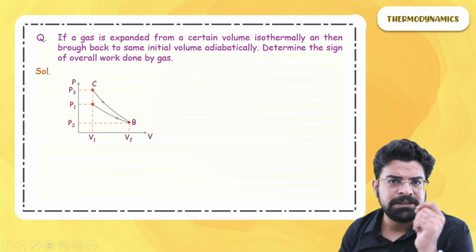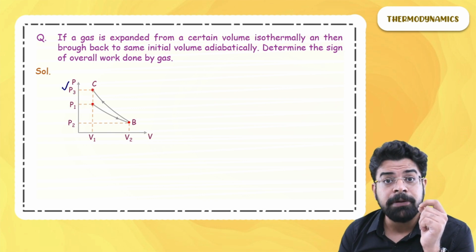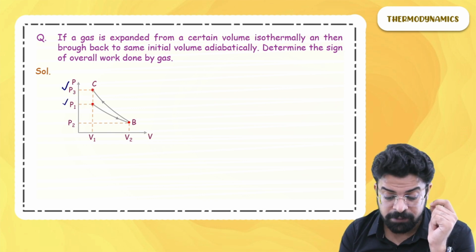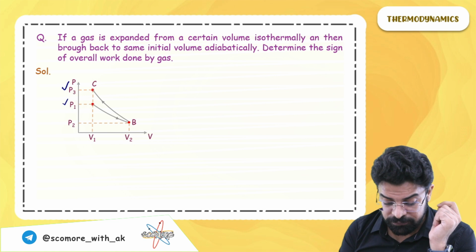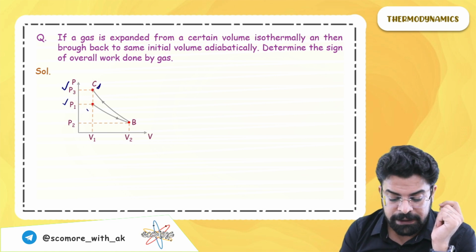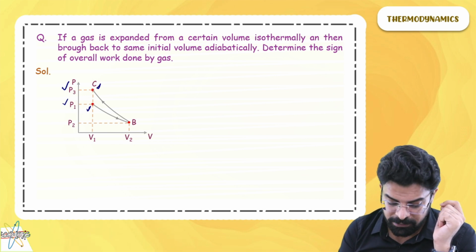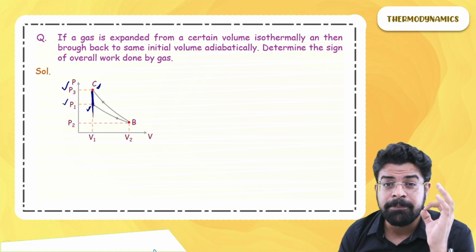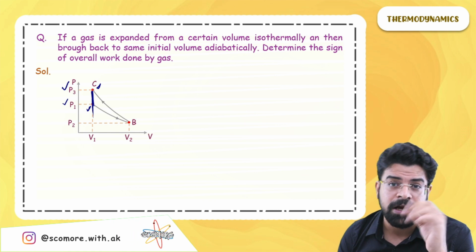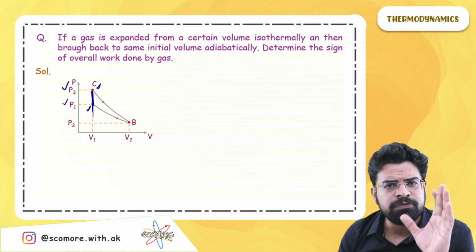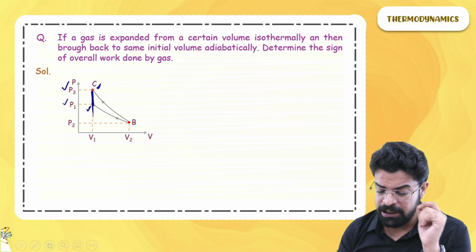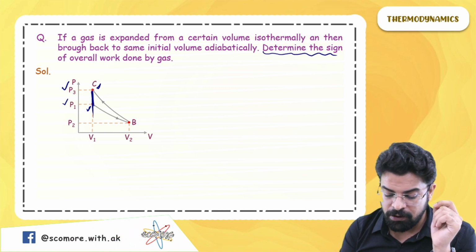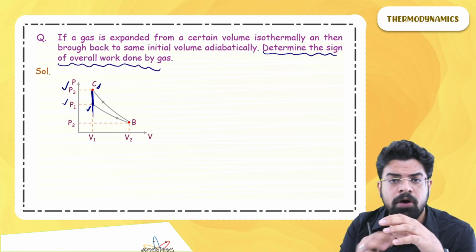From the graph itself, you can see that the final pressure is more than the initial pressure. So the final temperature also has to be more than the initial temperature. Why? Because for same volume, if the pressure finally is higher, the temperature finally also has to be higher. But this is not at all asked from us in the question. What they are asking me is to determine the sign of the work done by the gas in the overall process.